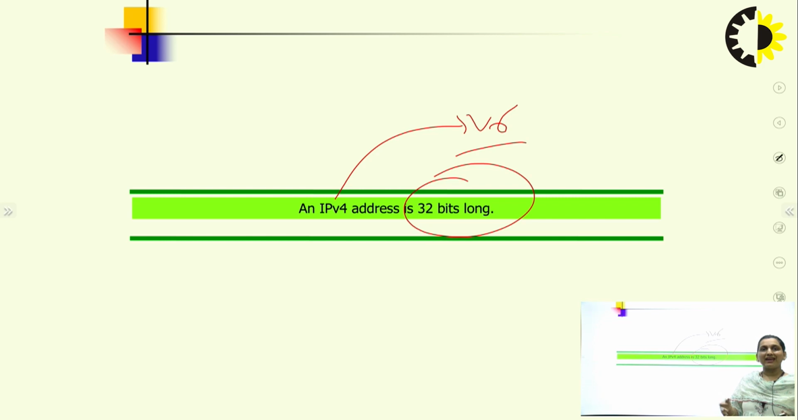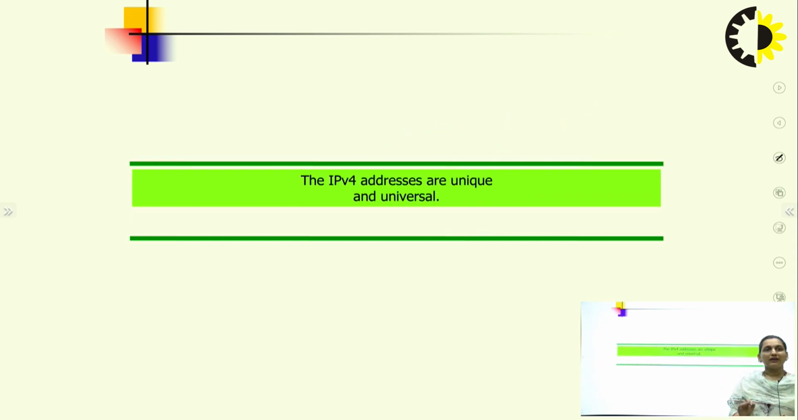So when we have a need in the future, when we see that so many computers are being added and the population is also increasing, we will use version 6. But currently we are using version 4 here, which is 32 bits long. It is unique and universal. No two computers, no two routers have the same IP address. Everyone in the world has a different IP address.